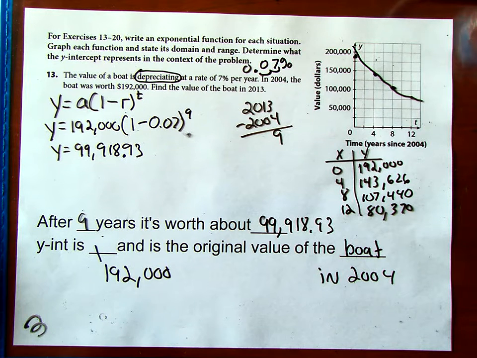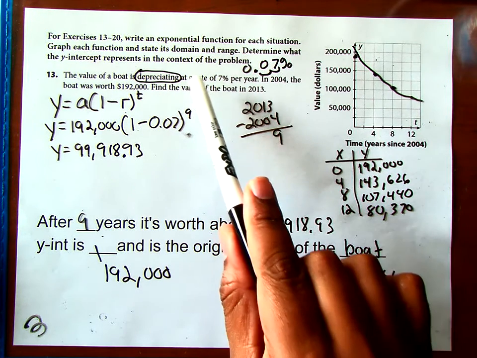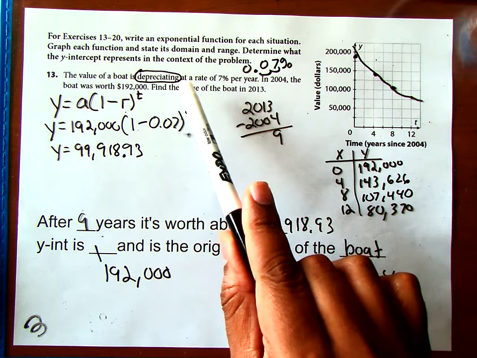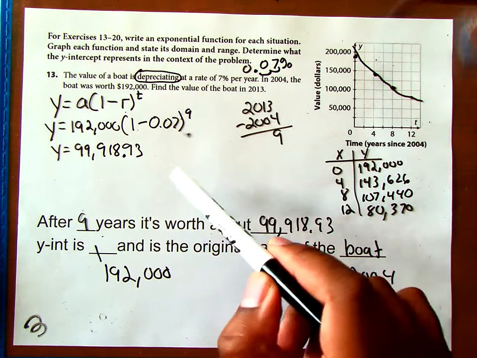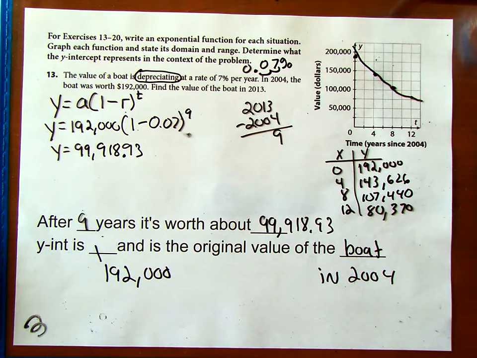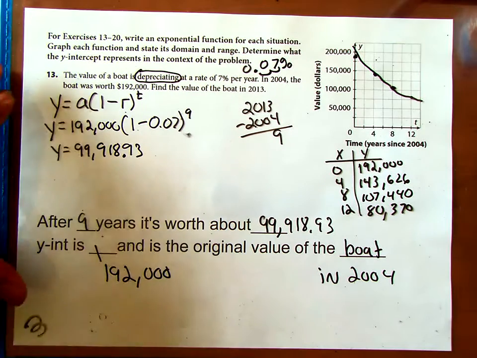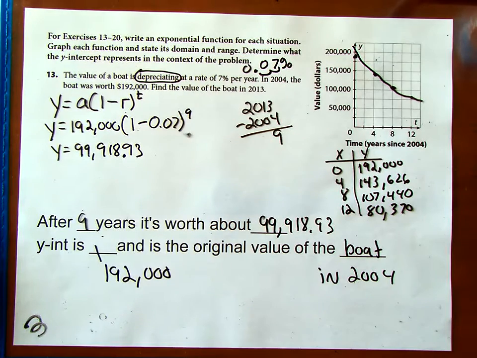Growth is the same way. You just got to pay attention to what the word problem says, and if it says something about decreasing or depreciation, then you use decay. And if it's growth or anything that increases, then you're going to use plus instead of minus and use the growth function. But that's exponential growth and decay within a word problem.